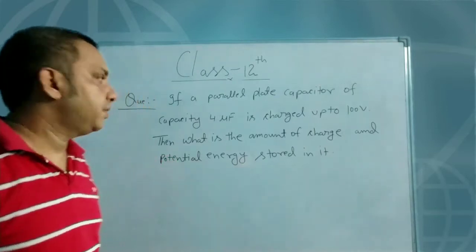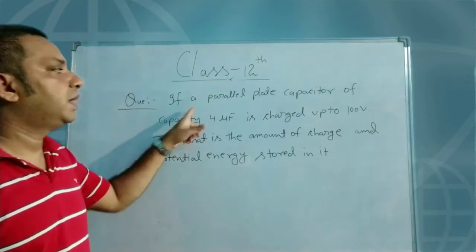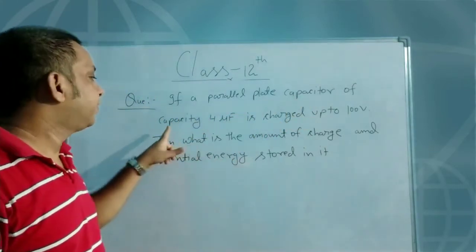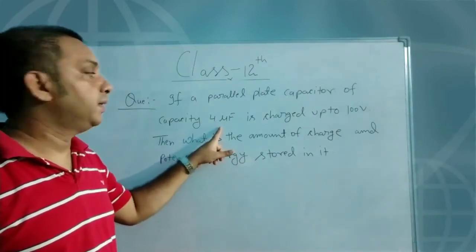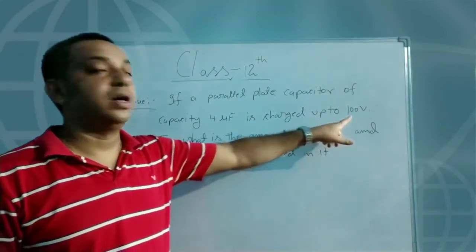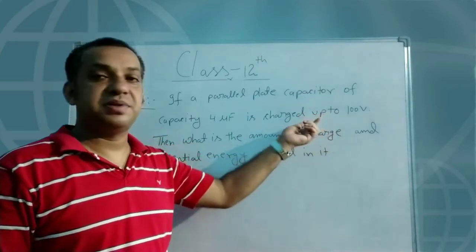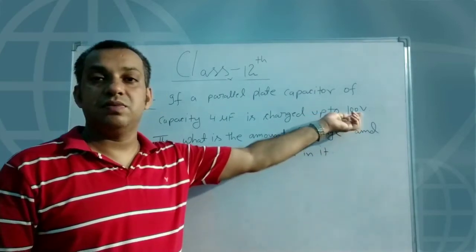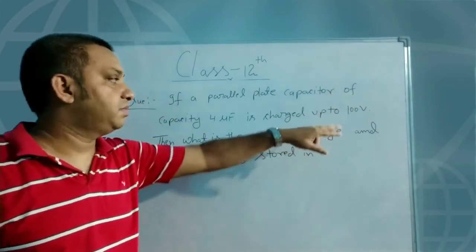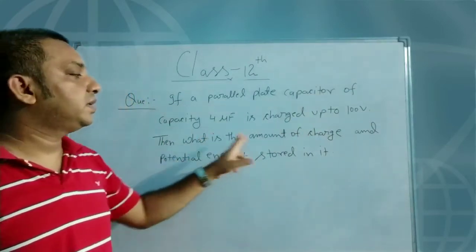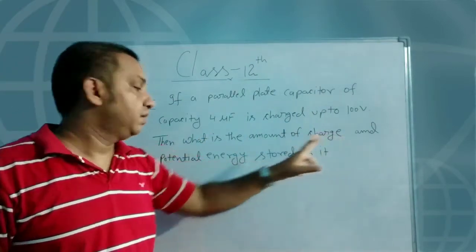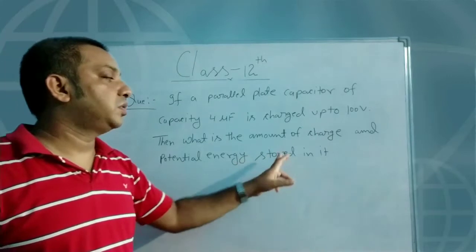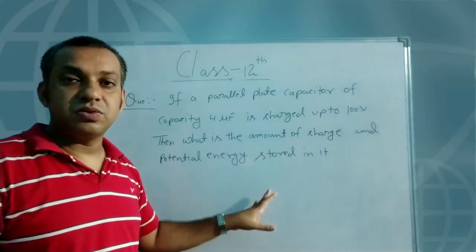So see the question here. If a parallel plate capacitor of capacity 4 microfarad is charged up to 100 volt, that means the capacitor is charged by a potential difference of 100 volt. Then what is the amount of the charge and potential energy stored in it? So in this question, there are two parts.